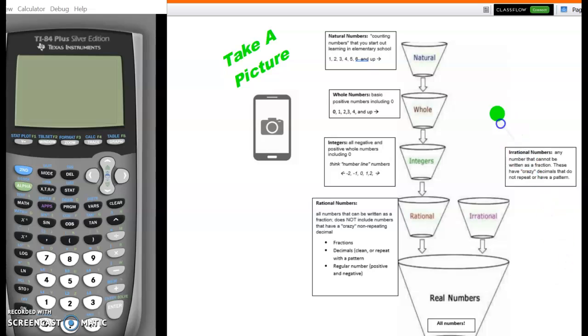If I had another ball and I dropped it in over on this side and I made it in this bucket, it would go from irrational down to real. All the numbers that we're going to be working with, guys, this year are going to be real numbers. So that's something to note.